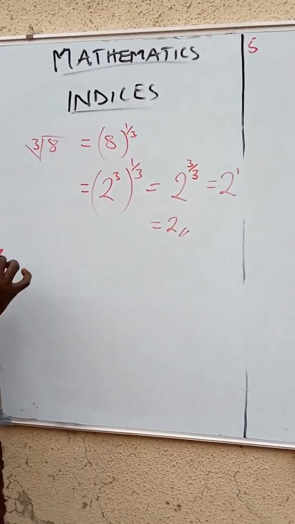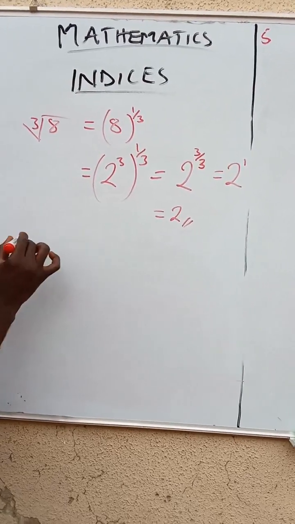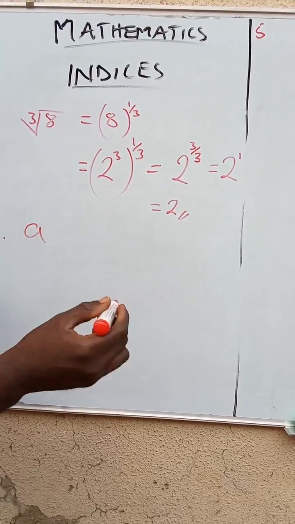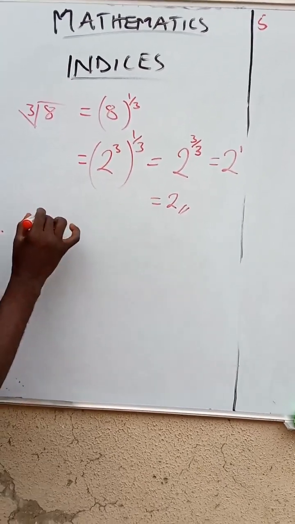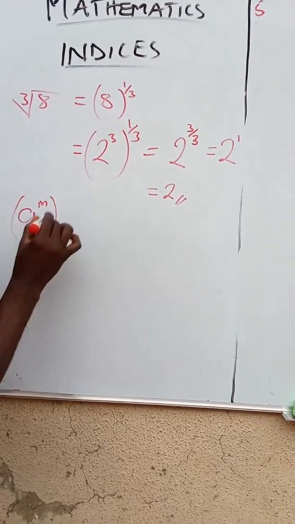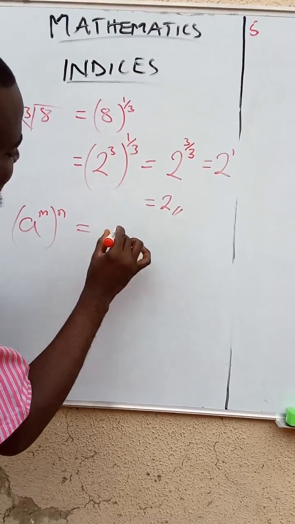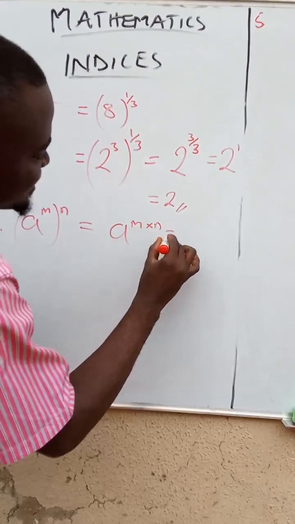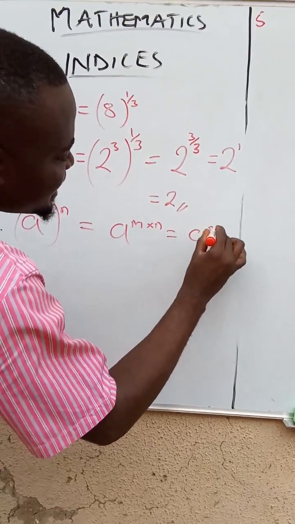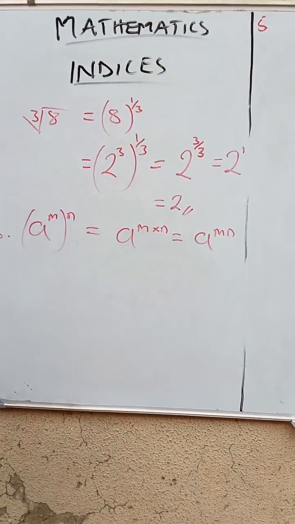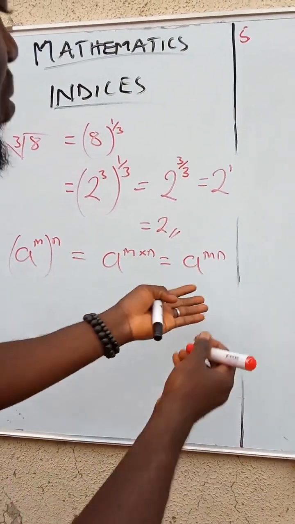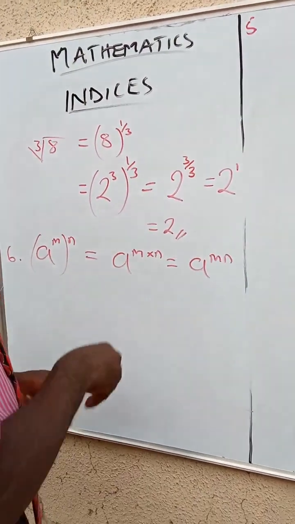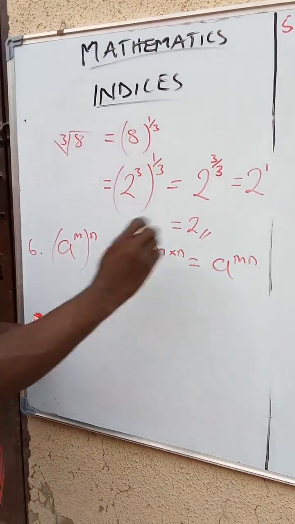If I say that is the 6th one, power law. If I have a raised to the power of m raised to the power of n, some people will say I'm using xy, let me use mn, it is the same thing as a raised to the power of m times n, which is the same thing as a raised to the power of mn. I told you, in mathematics, when there's no sign between them and they're written together, then that means it's multiplication. I showed you it here, then I left it in this form.